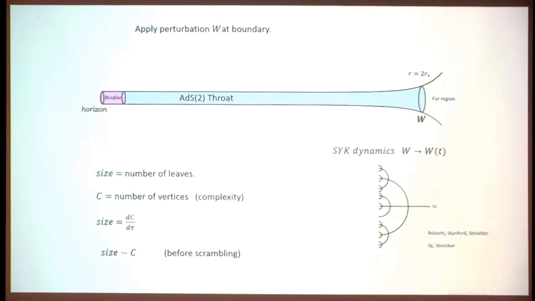But the size at any given time is the number of leaves of the tree. Number of leaves of the tree means the number of endpoints. The complexity of the growing operator can be identified with the number of vertices. You can think of the vertices as gates, the number of steps that it took to get there, and the complexity I'll think of as the number of vertices in the diagram.